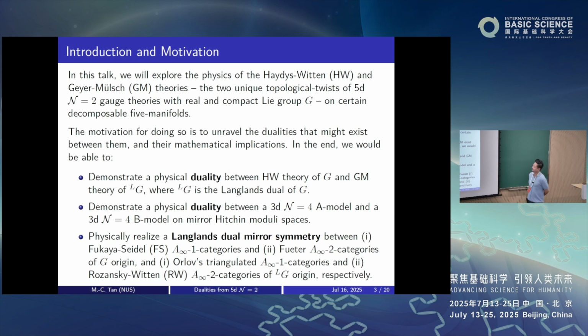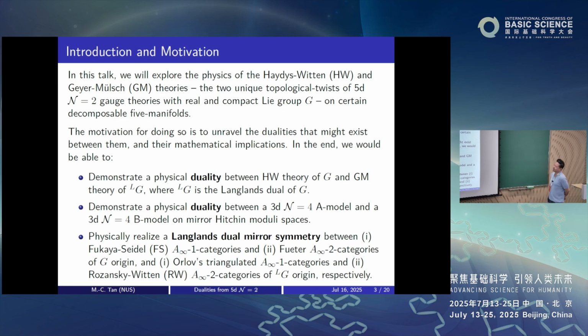As per usual, we are looking at Yang-Mills theories with real and compact Lie group G. But the key point here is that we will consider them on certain very specific 5-manifolds. For our purposes, we have chosen certain 5-manifolds that are decomposable, meaning they're just product spaces of things. For a generic 5-manifold, the analysis hasn't been done, but for our purposes, we need certain specific product manifolds. That's what we will consider.